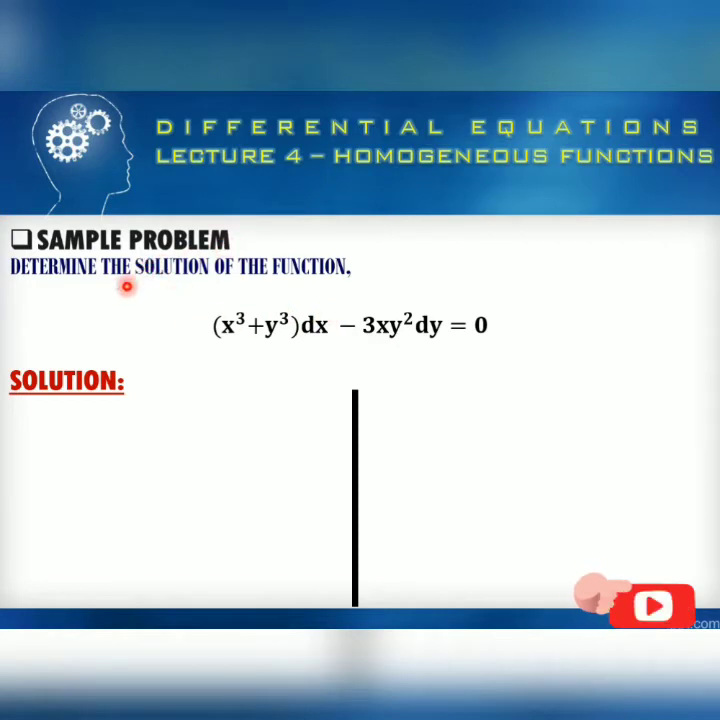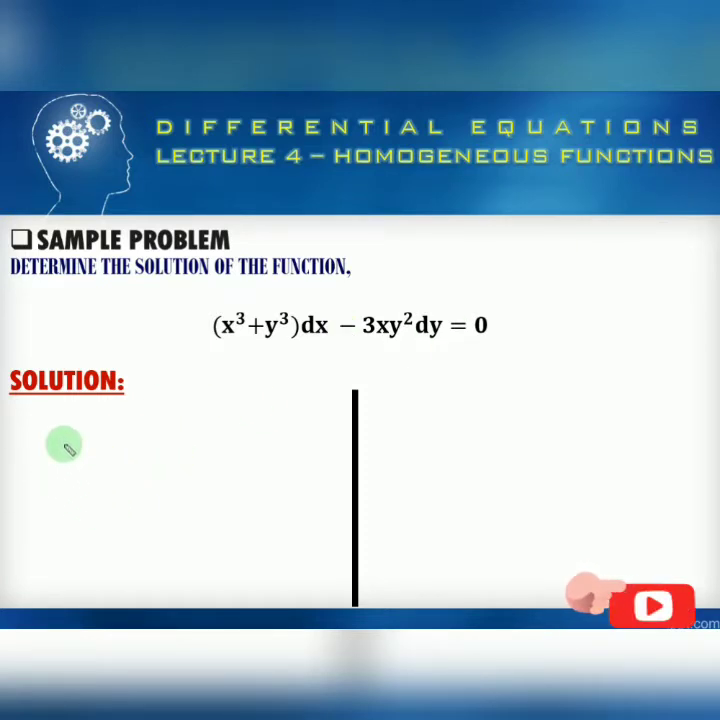So the sample problem for today is to determine the solution of the function given: (x cubed plus y cubed) dx minus 3xy squared dy is equal to 0. You are going to determine the solution of the function. So for our solution for this problem, we have here the basic equation for this homogeneous function.